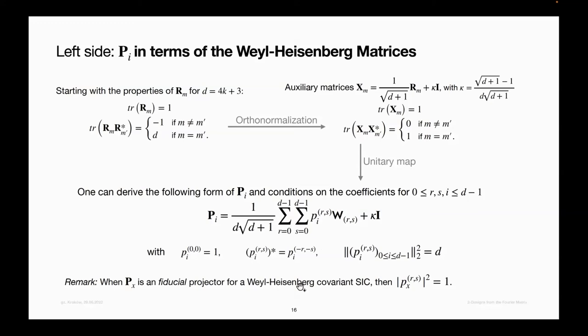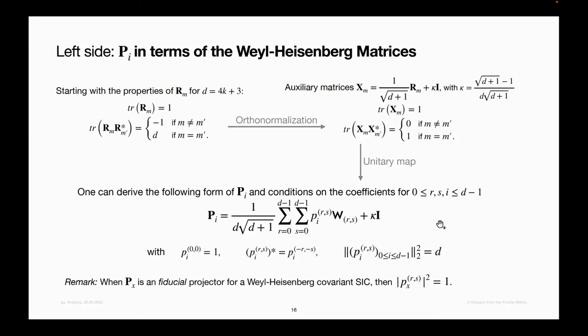What I wanted to point out for some of you working with the SIG is that this has a striking analogy to when you start with the PX, but this will be a fiducial projector for a Weyl-Heisenberg covariant SIG, because in this case, PXRS would be the overlaps. They would have absolute value one. And if you would take D copies of a SIG, which is also a two-design, then you will get this formula above. But this formula above does not say anything about the single values. So that's the property we need. Actually, it's all we need for the proof of the theorem I mentioned before.